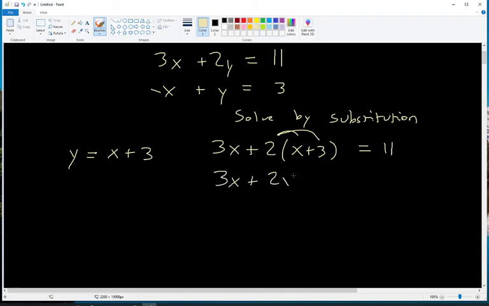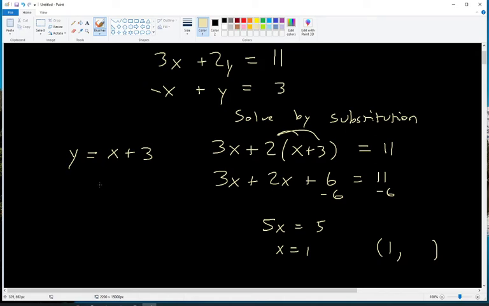So we get that. Subtract the 6 across. 3x plus 2x is 5x equals 11 minus 6 is 5. Divide by 5, so x is 1. So my x value of my system is 1.